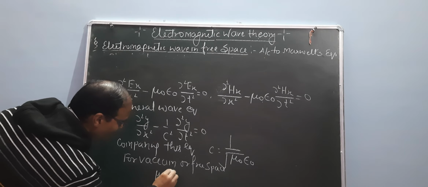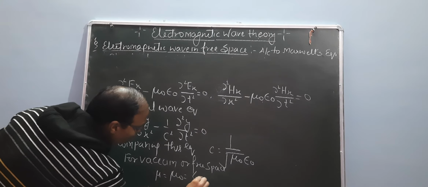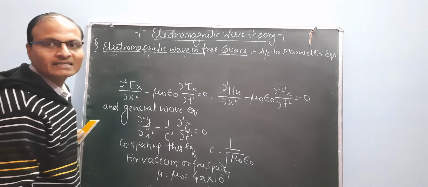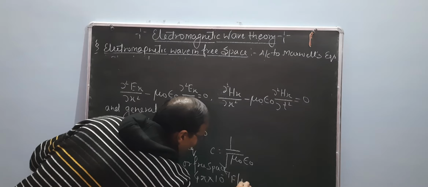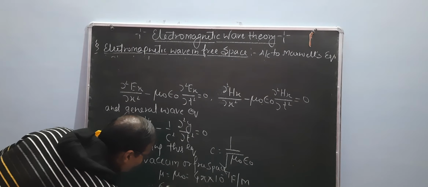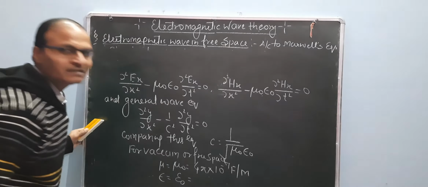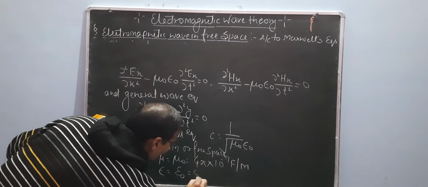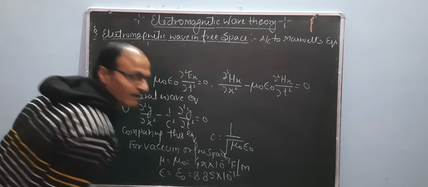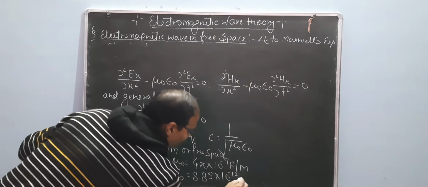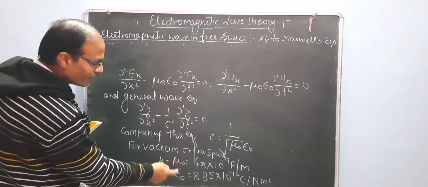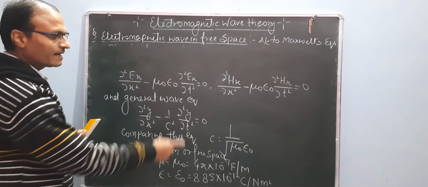Mu equal to mu naught equal to 4 pi into 10 to the power minus 7 henry per meter, and epsilon equal to epsilon naught, whose value is 8.85 into 10 to the power minus 12 coulomb square per Newton meter square. Put the values of mu naught and epsilon naught in this equation and calculate.